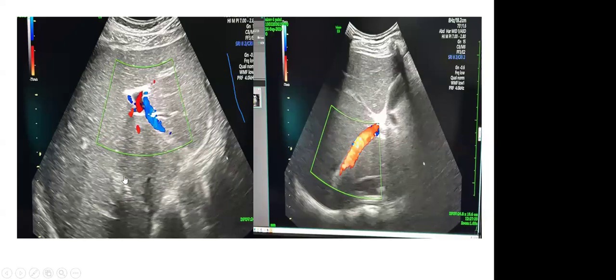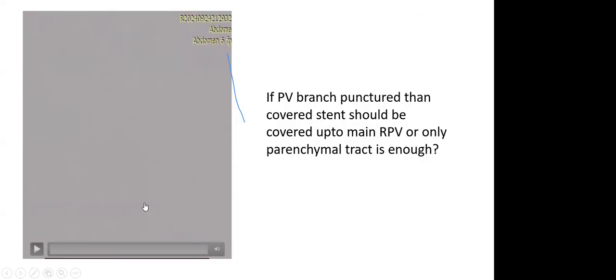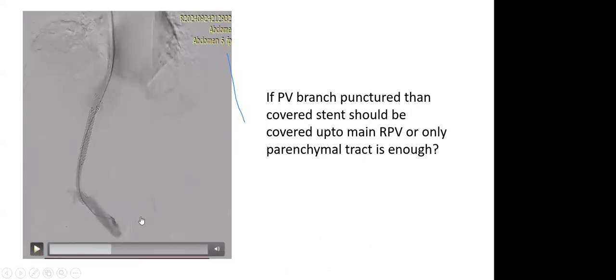Sir, any comments, sir? I'm also not sure. Because what I learned is that only parenchymal tract covering is enough. But after looking at this image, I thought that I should have taken the covered stent up to this level and then bare metal up to this level. I don't know, because sometimes you may puncture the peripheral portal vein. Then what to do? Okay, a difficult decision to make. We'll see. Okay, sir.